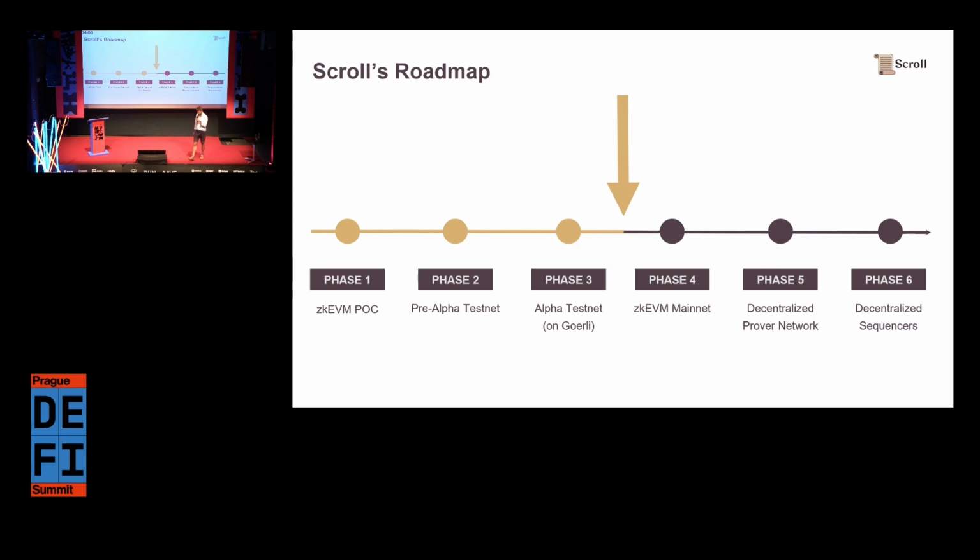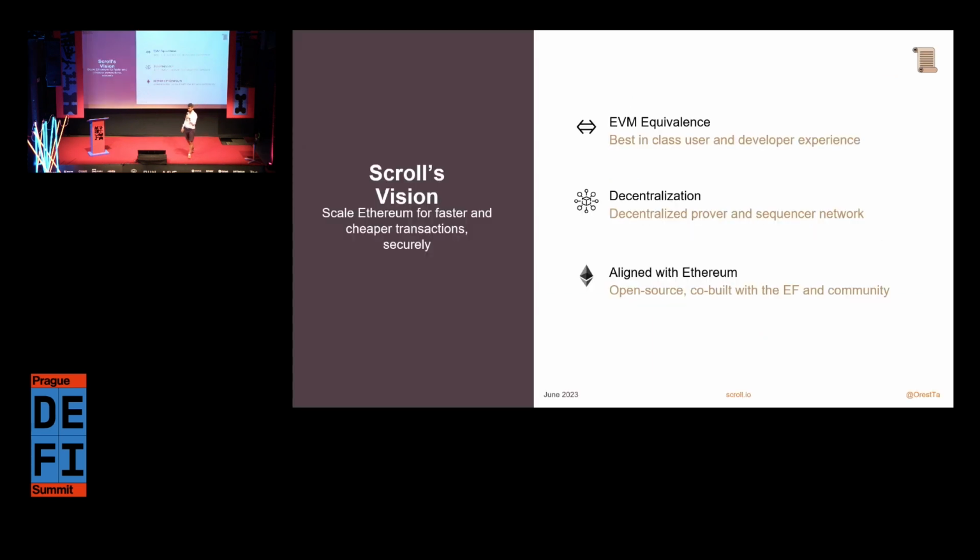So where is Scroll right now? Well, we are in the process of preparing our mainnet launch. So stay tuned and check out scroll.io for details. And what is the vision? Well, the vision is to stay very closely aligned to Ethereum and the Ethereum Foundation, the Ethereum ethos. That's why we're here at ETH Prague. I think it's a very adequate event to be part of.